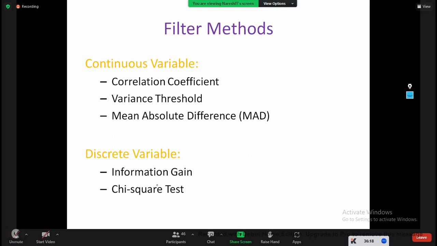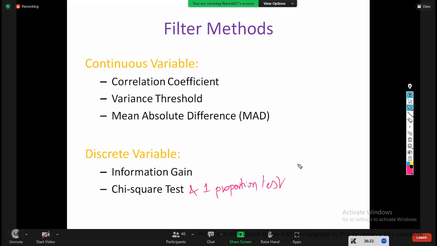Now, why the chi-square test, sir? What is the use of the chi-square test? The chi-square test and the one proportion test are both the same. How many of you know they are the same? If you give one variable, it is a one proportion test. If you give two variables, it is a chi-square test. For discrete variables, basically only one test is available.